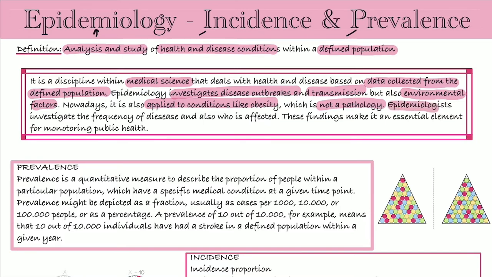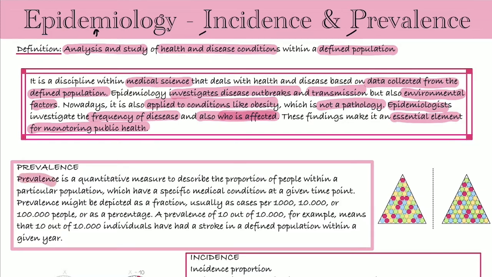Epidemiologists not only investigate the frequency of disease, but also who is affected. Those findings make it an essential element for monitoring and then managing public health issues. Now, let's first talk about prevalence.